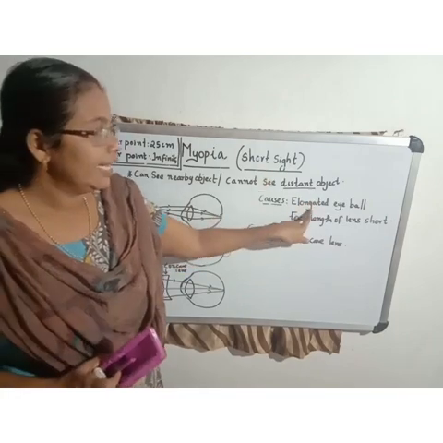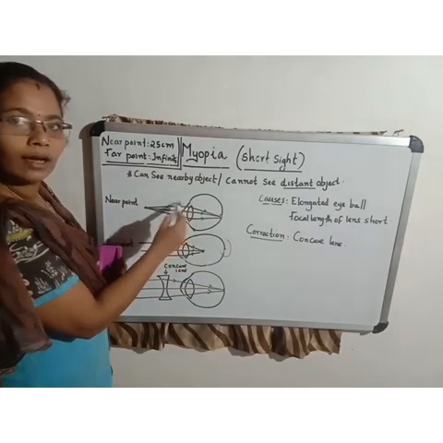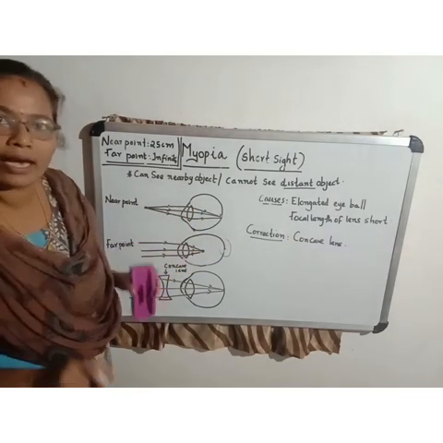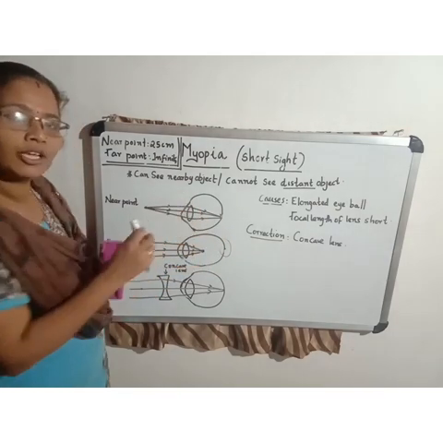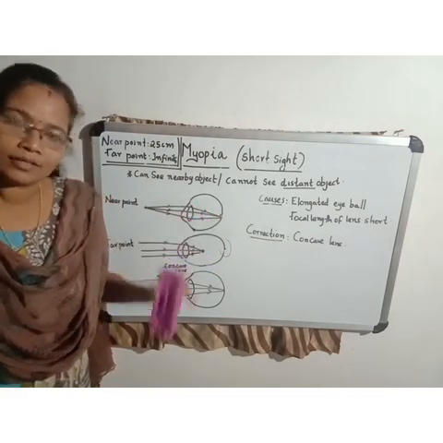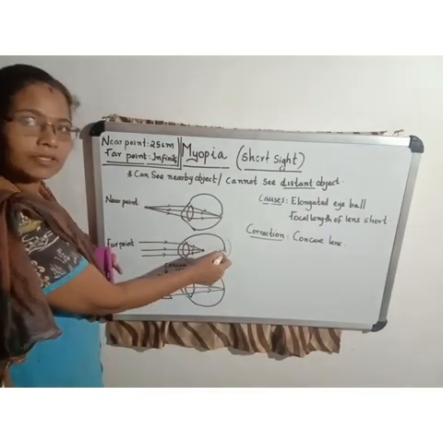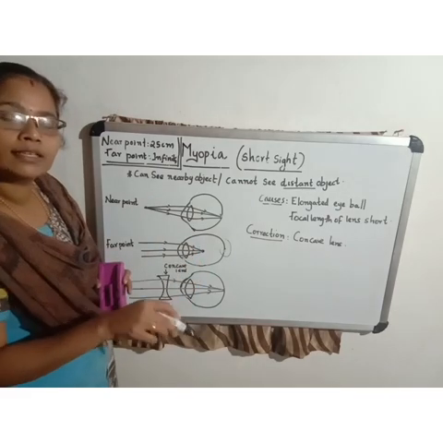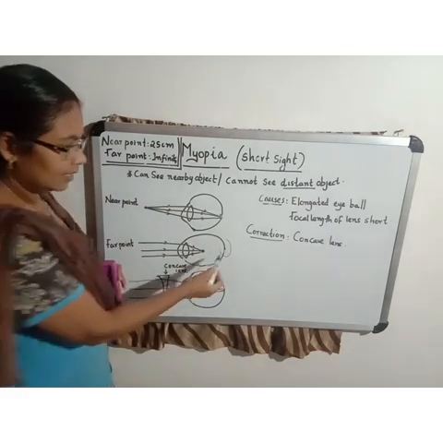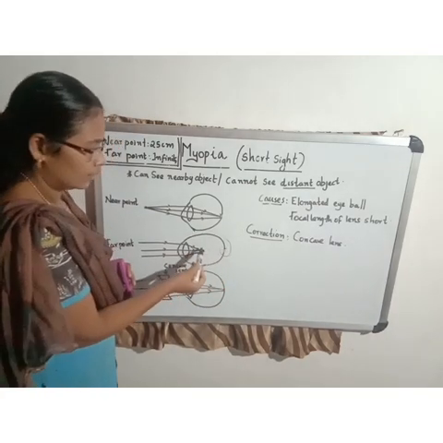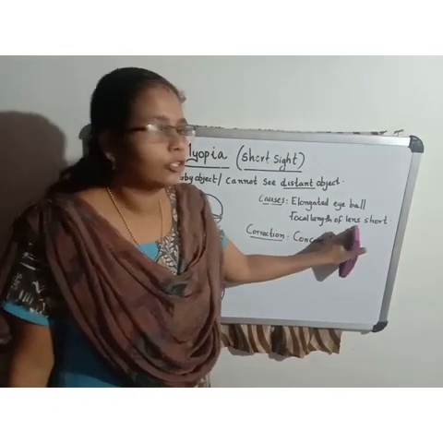First is the elongated eyeball. Eyeball means it is in the form of a ball, so we are calling it an eyeball. This ball-like shape sometimes gets elongated. If the light is coming from a far away object, that is the far point, we get the image in front of the retina instead of on the retina. And the focal length of the lens is short.